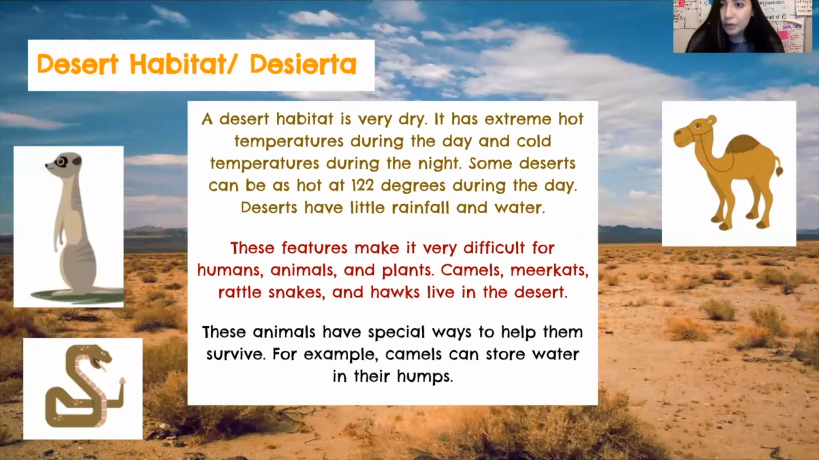So, one example is here on my camel. Camels have this little lump on them. It's called a hump, and that's on their back. It's a lump on their back.